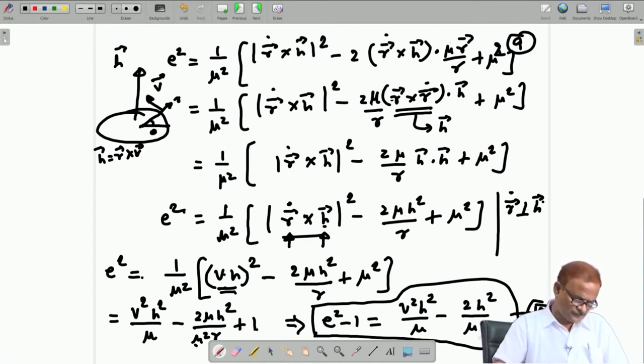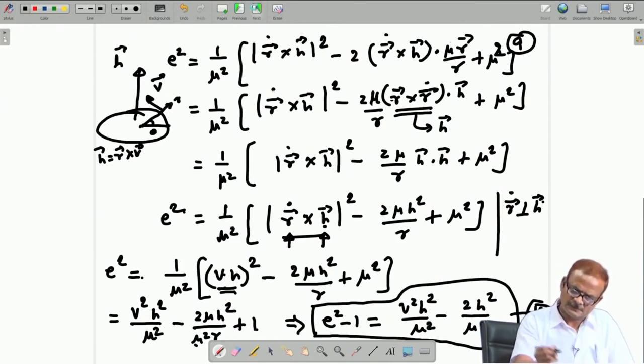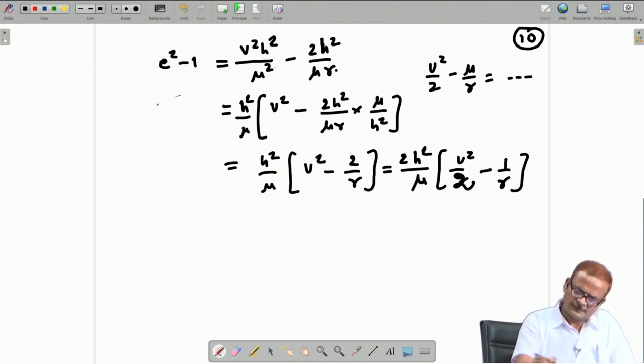Two H square by mu r, okay, V square H square by mu square. Here we have dropped out while writing this, the E square term is dropped out. Here this square term is there. So, this square term is here.